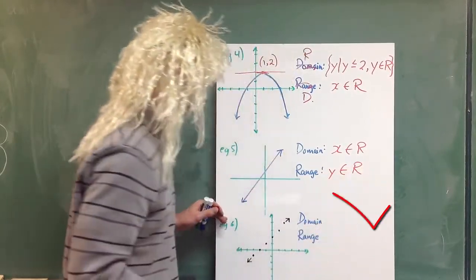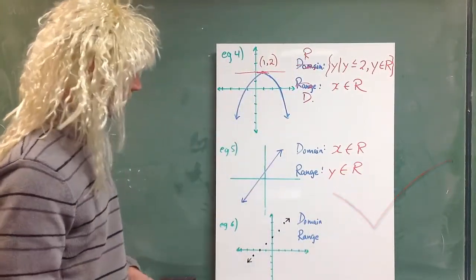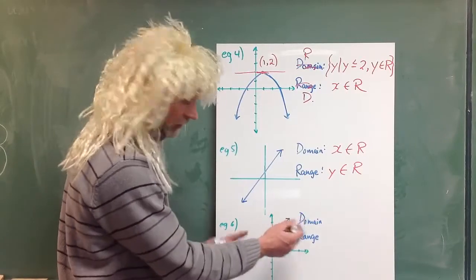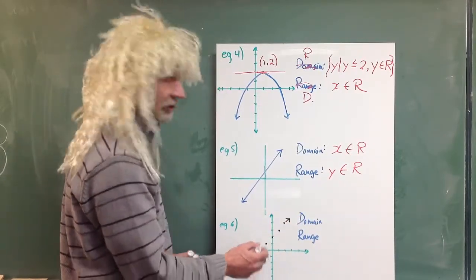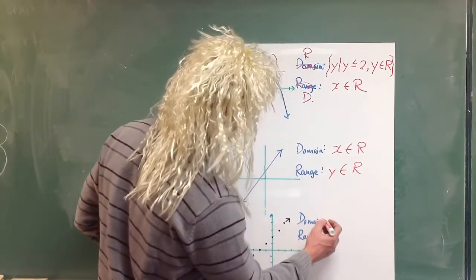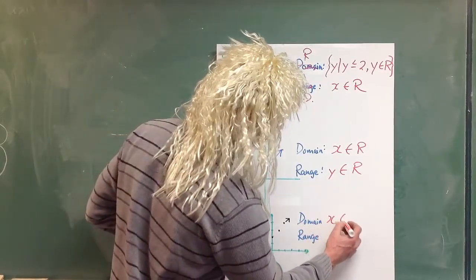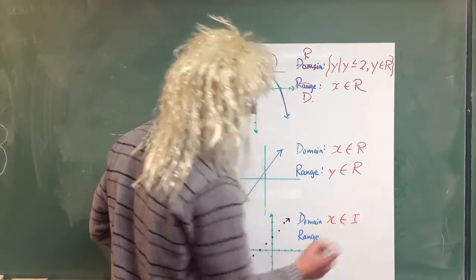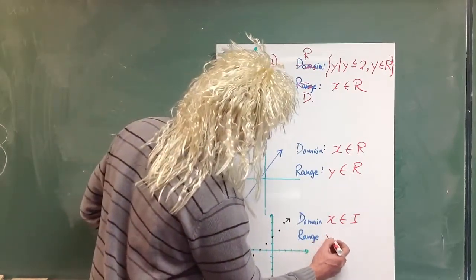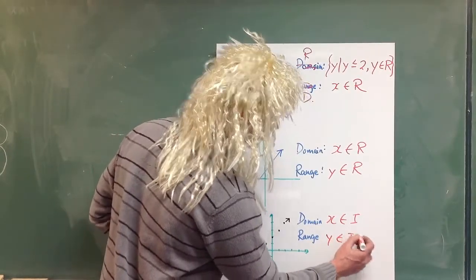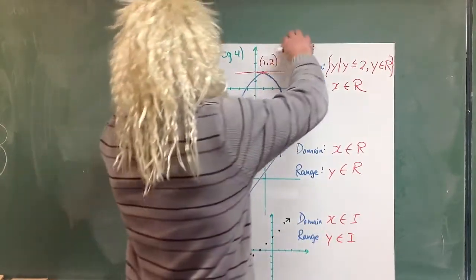Okay, in this one, this is tricky. It goes left and right forever because of these arrows, but it's only the whole numbers and negative whole numbers. It's only the integers. So I could say here, the domain is x in the set of integers. So it doesn't include fractions and decimals. Same with the range. y is in the set of integers. There we go.